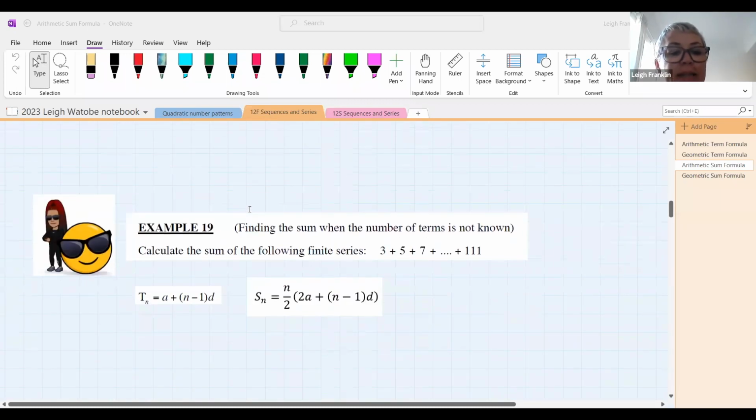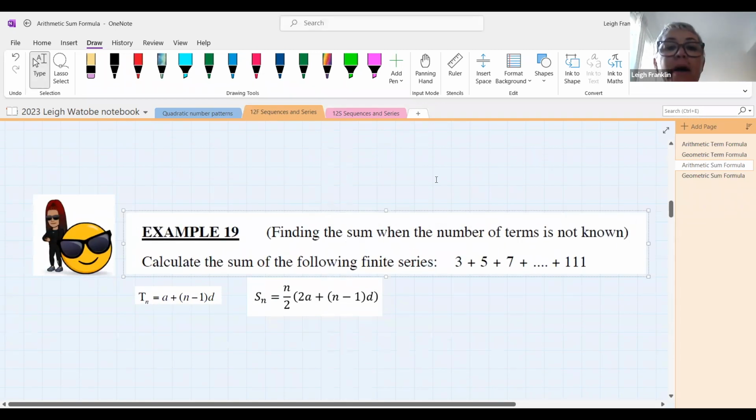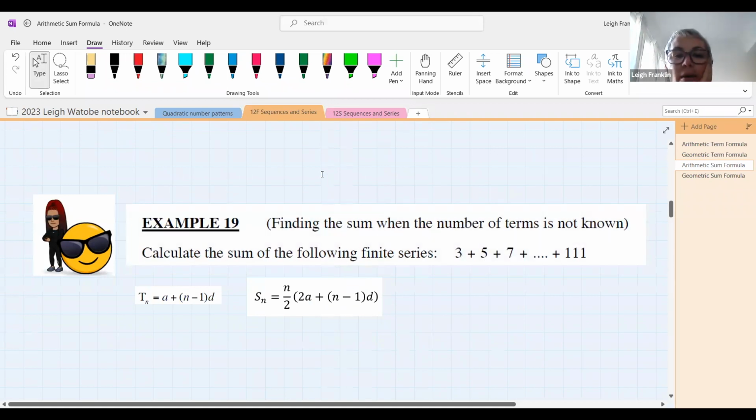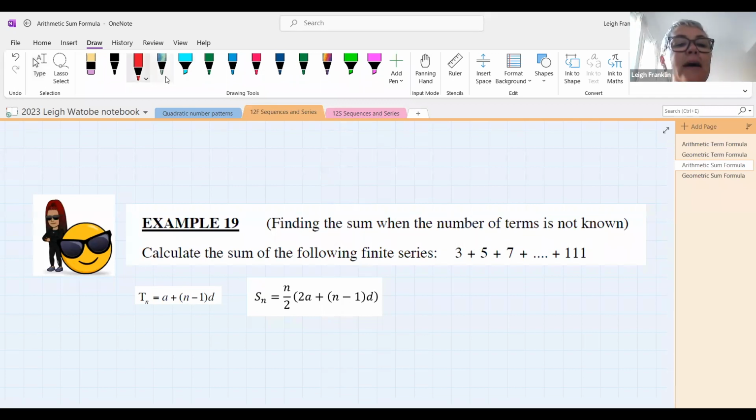All right, let's have a look at this example. I'm just going to make this a little bit bigger. Now they ask us in this example to find the sum when the number of terms is not known. So in other words, calculate the sum of the following finite series. What does the word finite imply?